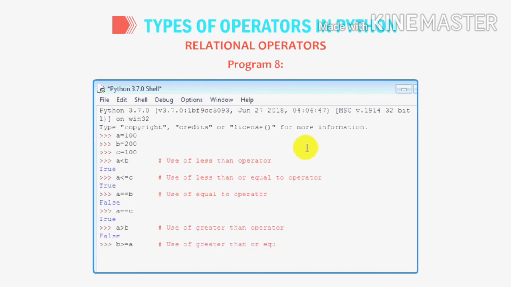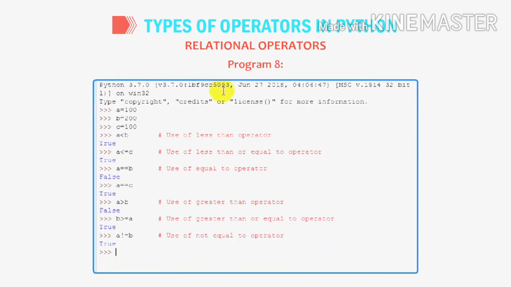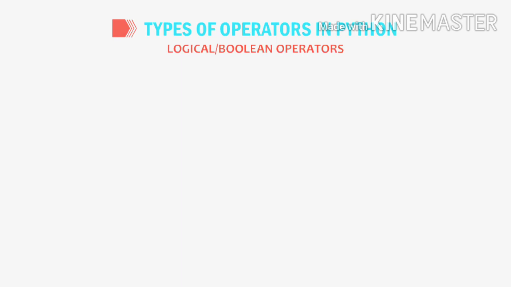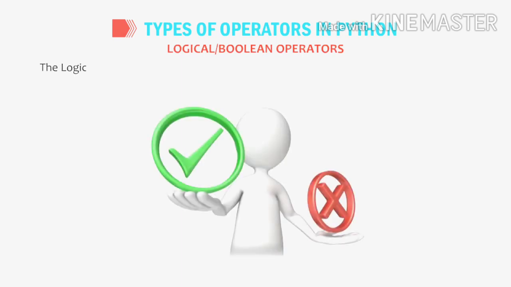Here all the operators are used in my program. Just go through it and practice properly. This is the not equal to. That is the exclamation symbol and equal to, which shows not equal to. Next one is logical and Boolean operators.